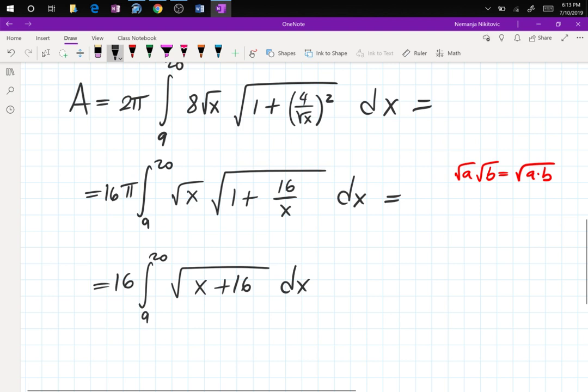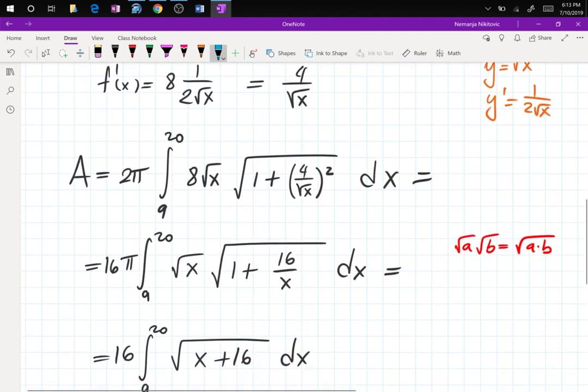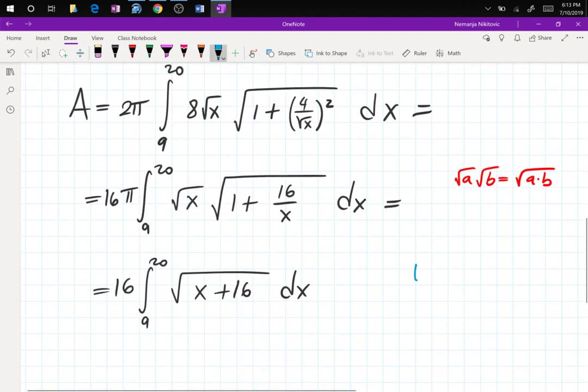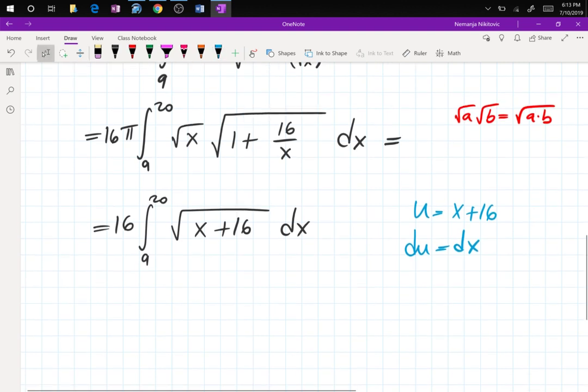1 times x is x, and in the second one x cancels x, so you just have a 16 there. We had an integral like this in a previous problem where we said u equals x plus 16, du equals dx, and then we switch the limits of integration. u1 is equal to 9 plus 16, which is 25, and u2 is 20 plus 16, which is 36.